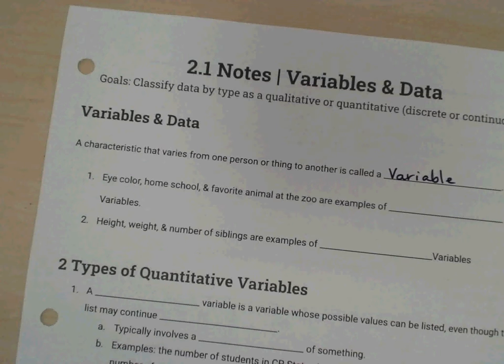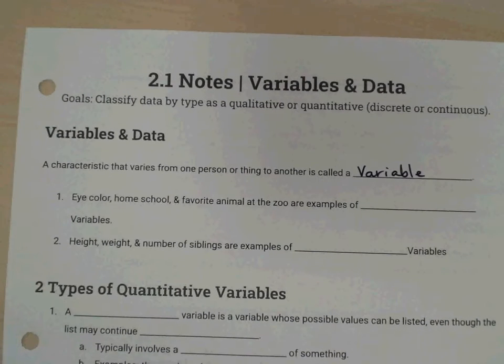All right, so 2.1 notes, variables and data. Our goal is to be able to classify data by type as qualitative or quantitative, discrete or continuous by the end of this lesson.